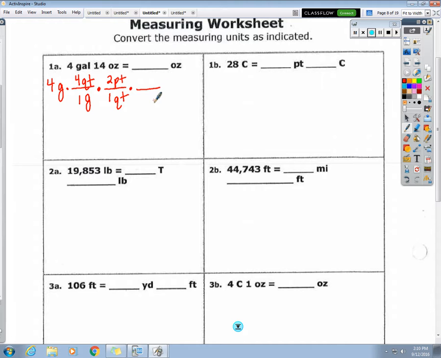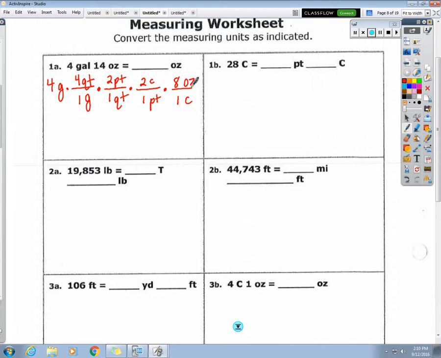Okay, so what needs to be the next denominator? Pints. What do you know about pints? 1 pint is 2 cups. And now cups needs to be the next denominator. What do you know about it? 1 cup is 8 ounces.